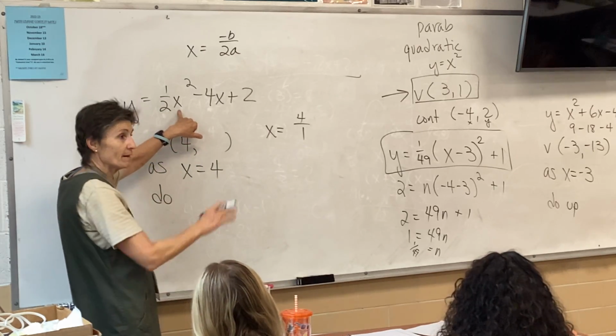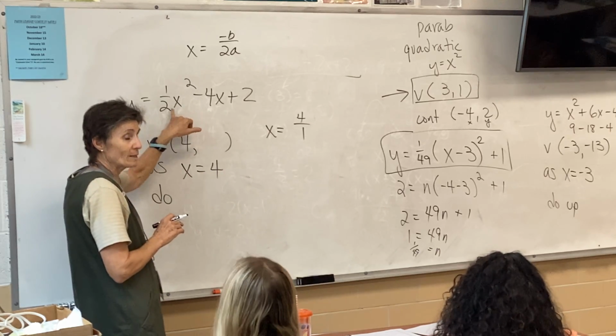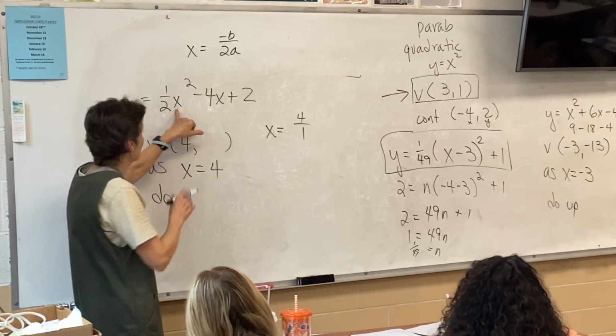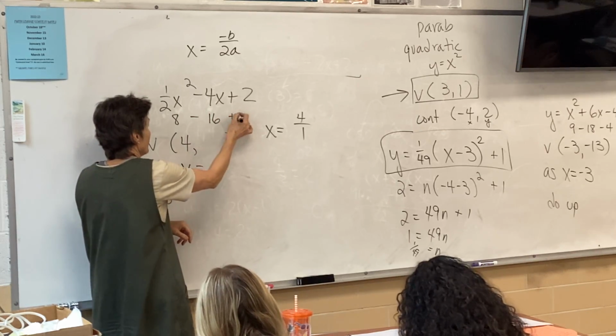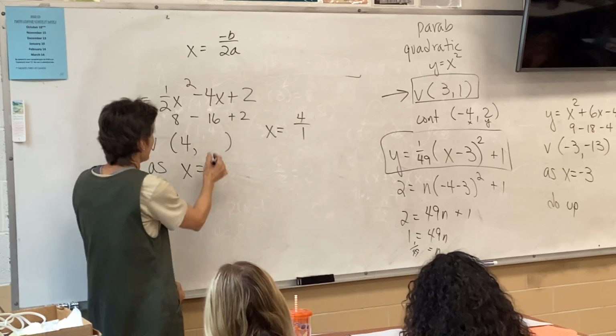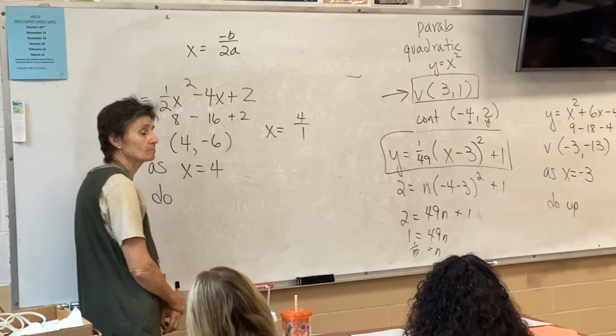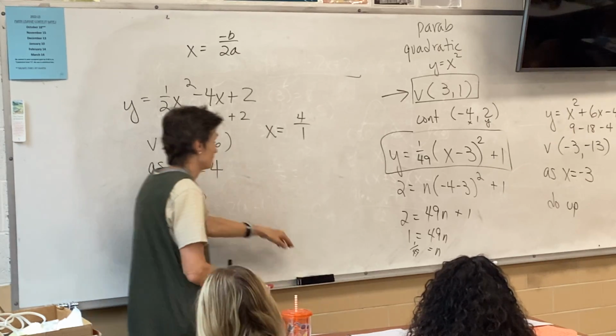So here we go. Again, no panic. What's 4 squared? 16. What's half of 16? 8. So this is 8, minus 4 times 4, plus 2. So I got negative 6. And it opens up.